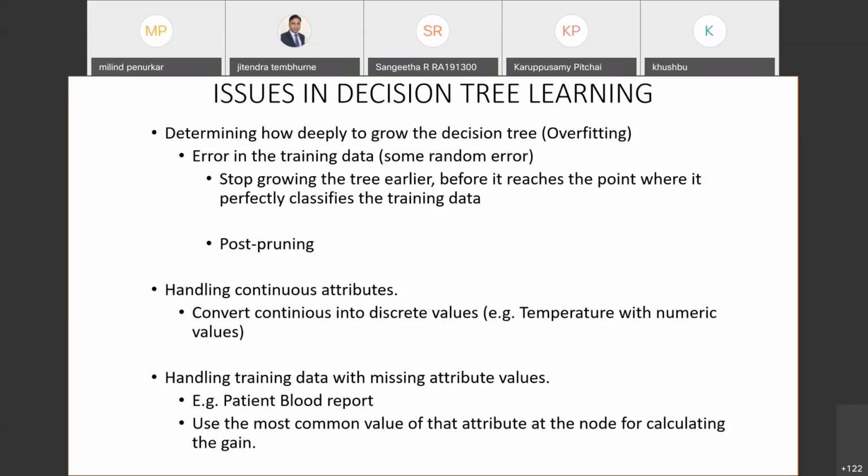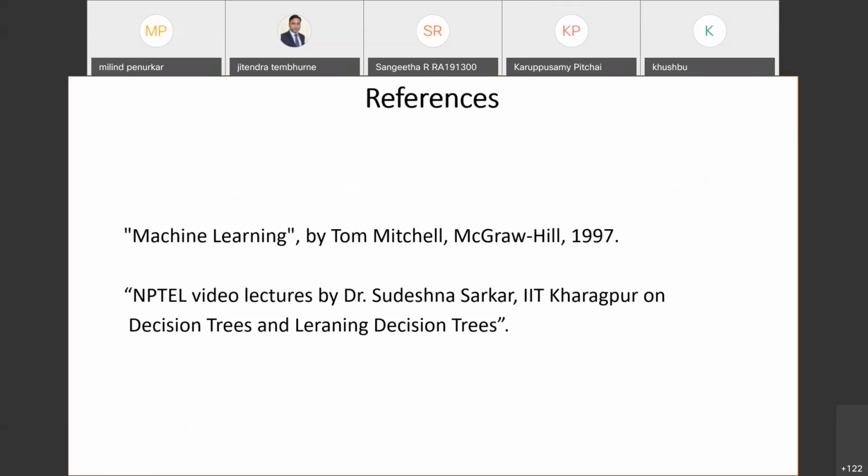So use the most common value of that attribute at the end of calculating the gain. You try to find out the information gain for some of the attributes, and then based on that, you find out whether to go about expanding further. So that's for missing attribute values, right?